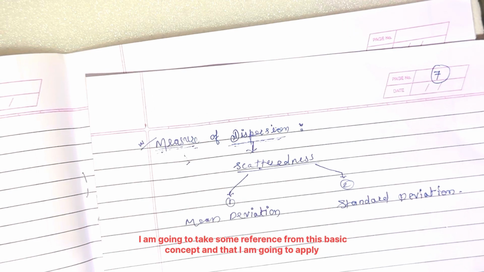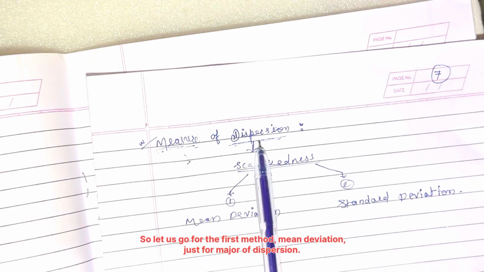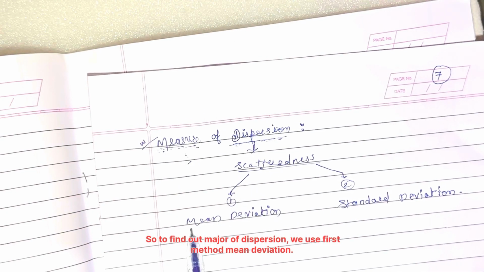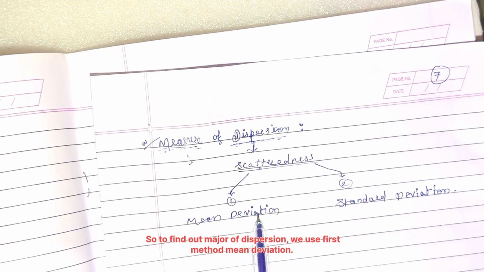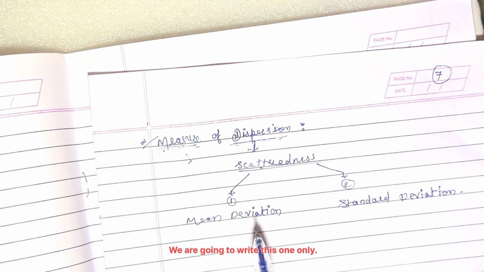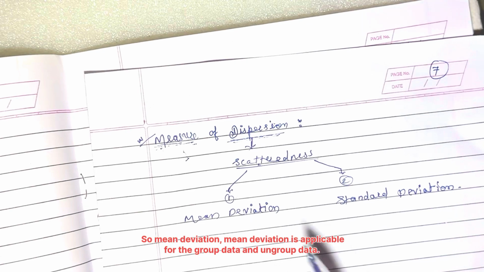I'm going to take some reference from this basic concept and apply it over here. So let's go for the first method, mean deviation, for measure of dispersion. To find the measure of dispersion, we use the first method, mean deviation. We have some formulas, one or two formulas for finding the mean deviation, and we are going to write this one only. Mean deviation is applicable for grouped data and ungrouped data.